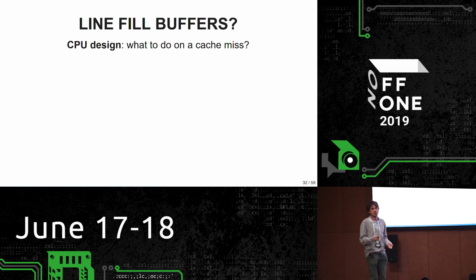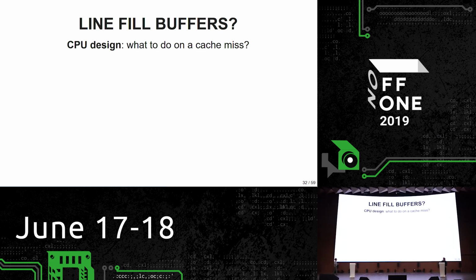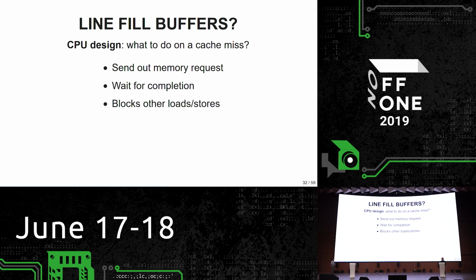So if you're a CPU designer, a computer architect, you're very much interested in improving the memory throughput. So your question is, well, what should I do on a cache miss? So what happens in a naive way is you send out a memory request, like a load and a store, and you wait for the data to come back from the memory if it's not in the cache. And what this means is that you basically block everything else in the system. You drop all the work and do nothing else until you actually get the data.